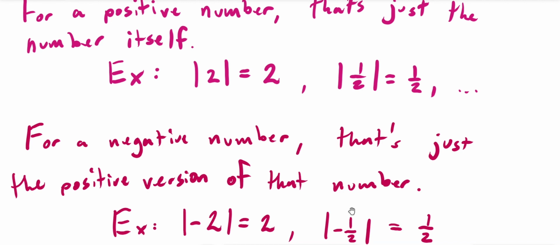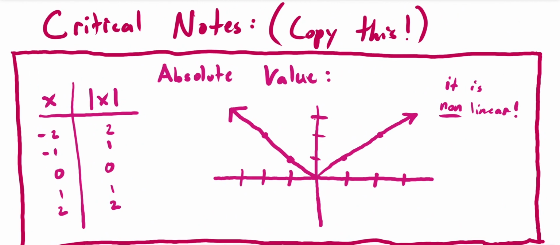And so don't let this be any more complicated than it has to be. If you plug in a positive number into absolute value, it really doesn't do anything. It just gives you that number back. And likewise, if you plug in a negative number, it just gives you the positive version of that number back. So we sometimes say for absolute value, if it's positive, keep it positive. If it's negative, make it positive. We'll be looking at absolute value enough that I want you to copy this for your critical notes.